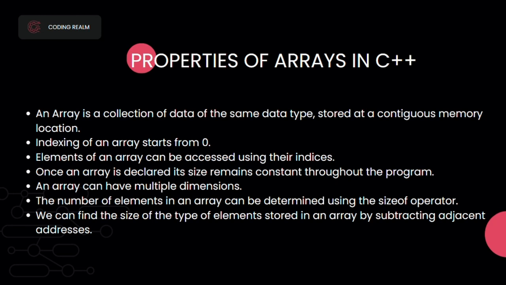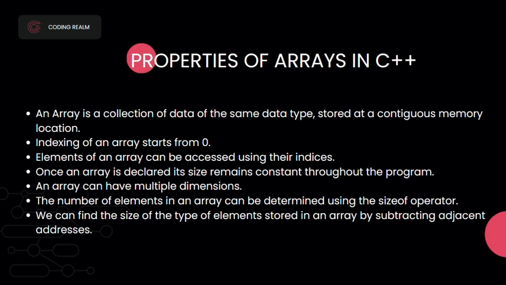Now let's see the properties of an array in C++. An array is a collection of data of the same data type stored at a contiguous memory location. Indexing of an array starts with 0. The elements of an array can be accessed using their index. Once an array is declared, its size remains constant throughout the program.